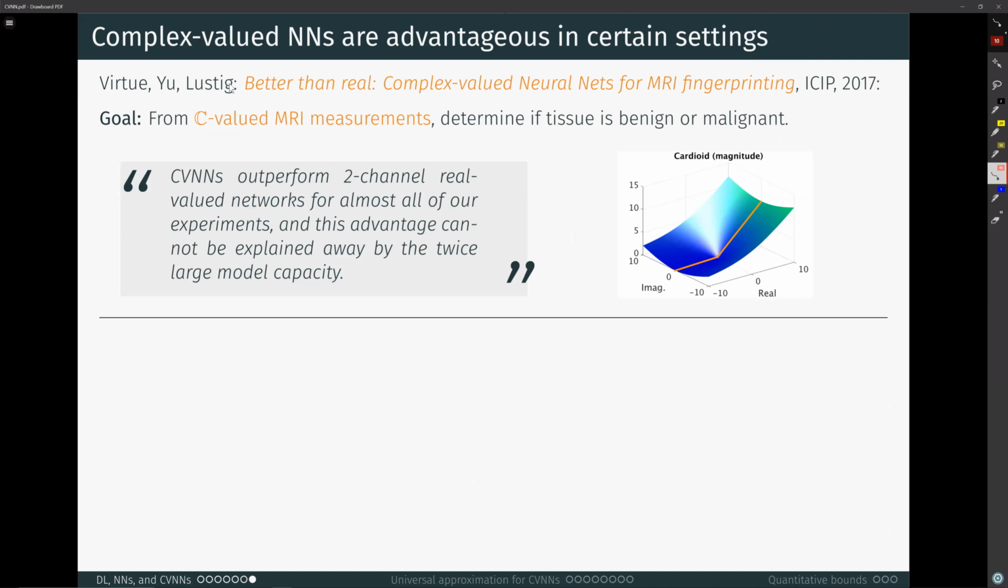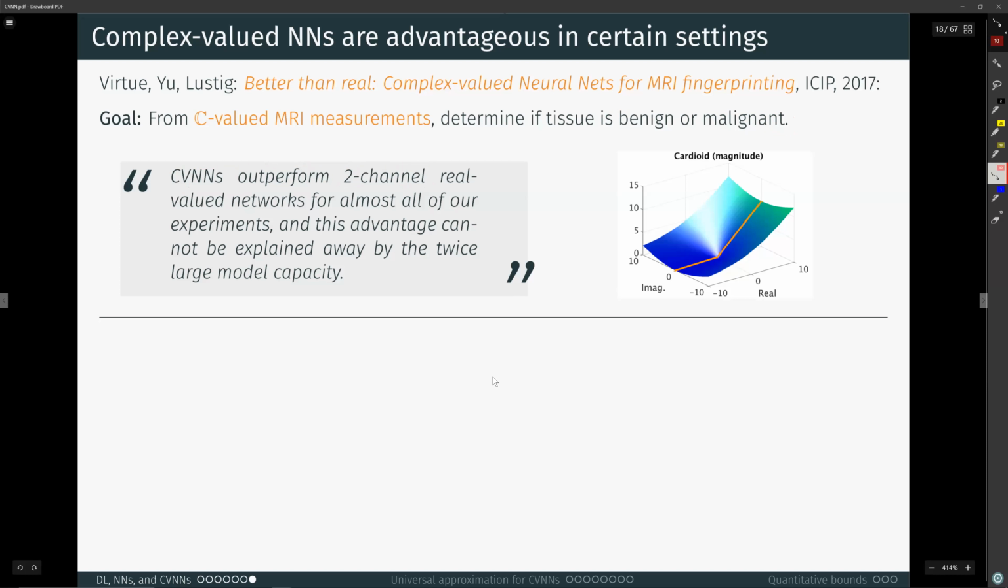One paper is by these three guys, which is called Better Than Real: Complex-Valued Neural Nets for MRI Fingerprinting. What they want to do there is take complex-valued MRI measurements, and based on the measurements, they want the network to determine whether the tissue that we are looking at is benign or malignant. And what they find in the experiments is that complex-valued networks outperform real-valued networks for almost all of the experiments. And this is not just because complex-valued networks have twice as many parameters as the real-valued networks of the same size. So in this case, they really have an advantage.